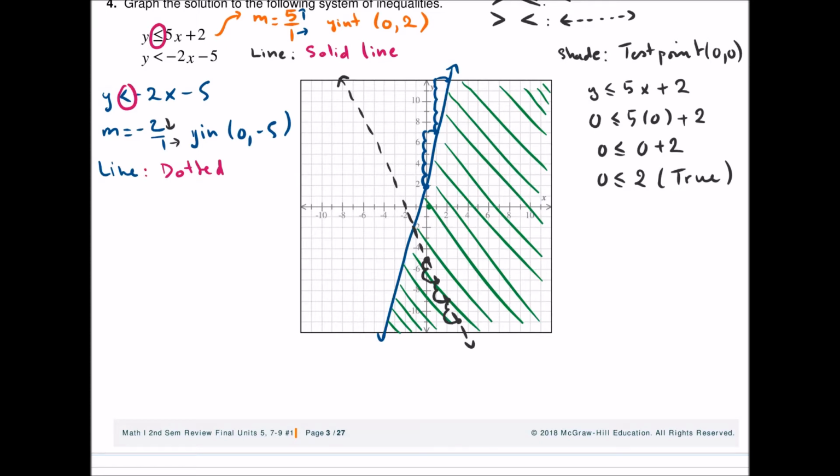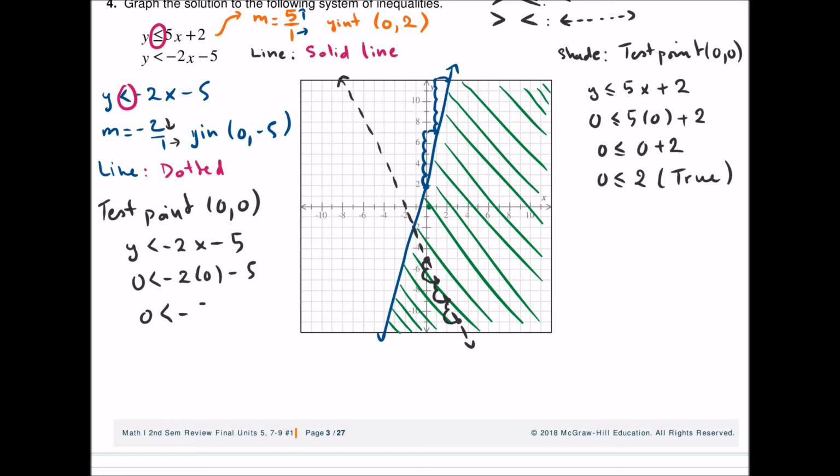Alright, then we're gonna find the test point. Let's say I choose 0, 0 still, because 0, 0 is not on the line. y less than negative 2x minus 5 becomes 0 less than negative 2 times 0 minus 5, so 0 less than negative 5, which is a false statement. 0 is greater than a negative number, so this is a false statement.